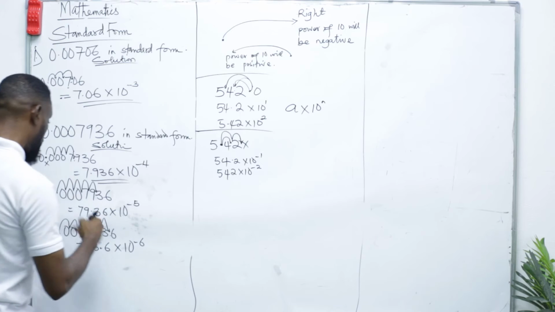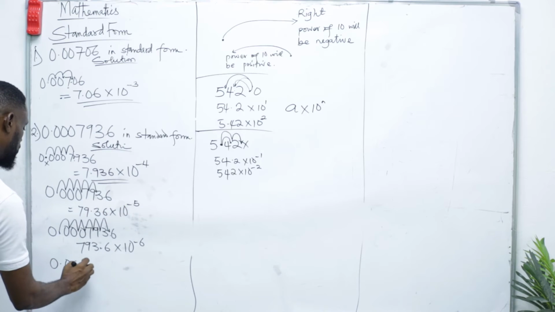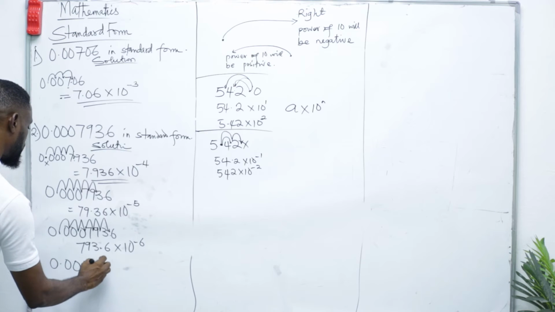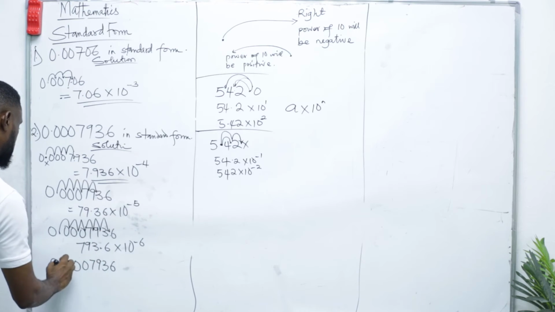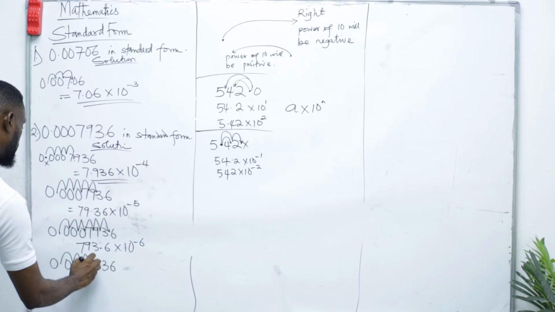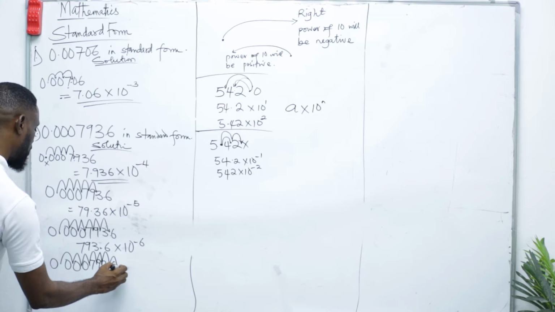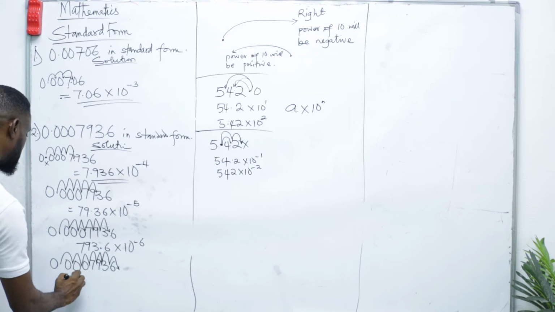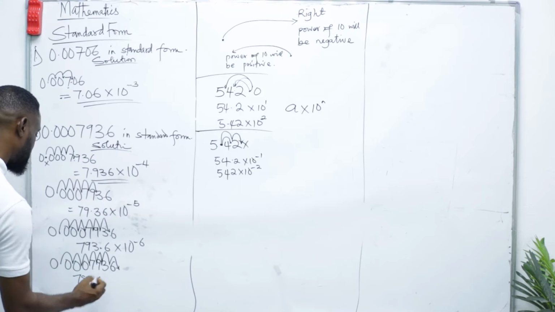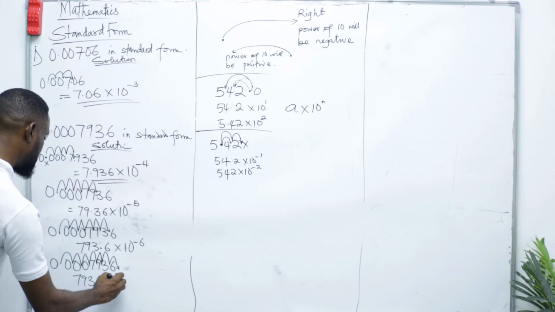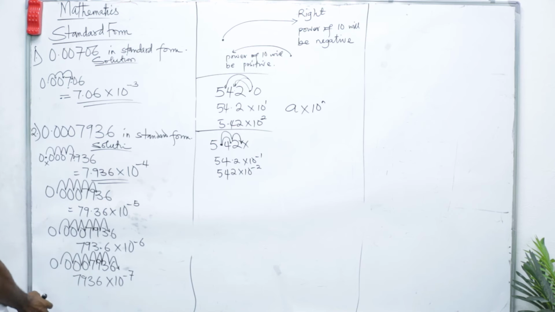Okay? All right. We can also have it as 0.0007936 now. And we say this is 1, 2, 3, 4, 5, 6, 7. This is where the point is now. And we can now say this is 7,936, okay, times 10 raised to power minus 7. Do you understand the point now?